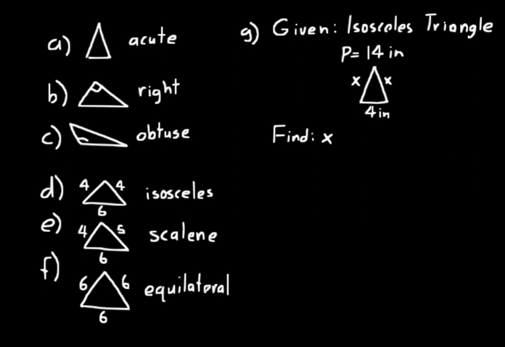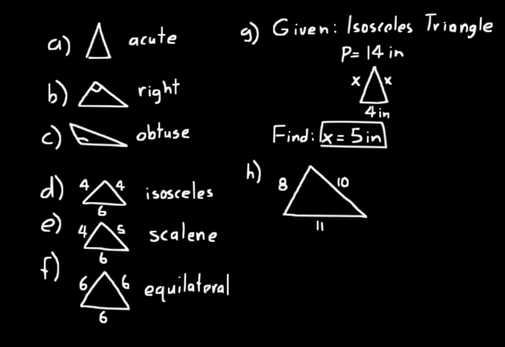Well, just think about it. If the perimeter is 14, you can subtract 4 from that, and that would give you 10 inches to split between those two sides. An isosceles triangle has two equal sides, so splitting that means that X would be 5 inches. Each of those equal sides is 5 inches long, to get a total perimeter of 14 inches.